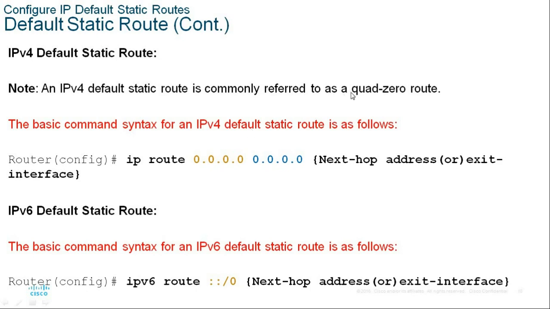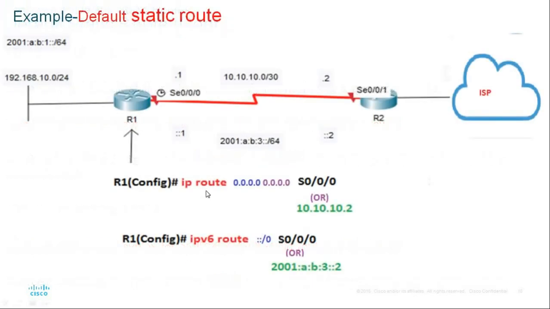See here, one more name is called quad 0 route. That is also called the default static route. An IPv4 default static route is commonly referred to as the quad 0 route. This is one more name. So what is important here? In IPv6, when we don't know what the remote network is, the network value should be 0 and the subnet mask value also 0, and in IPv6 we write double colon slash 0 like this one, right? Now we are going to see the example here, how to configure the default static route.